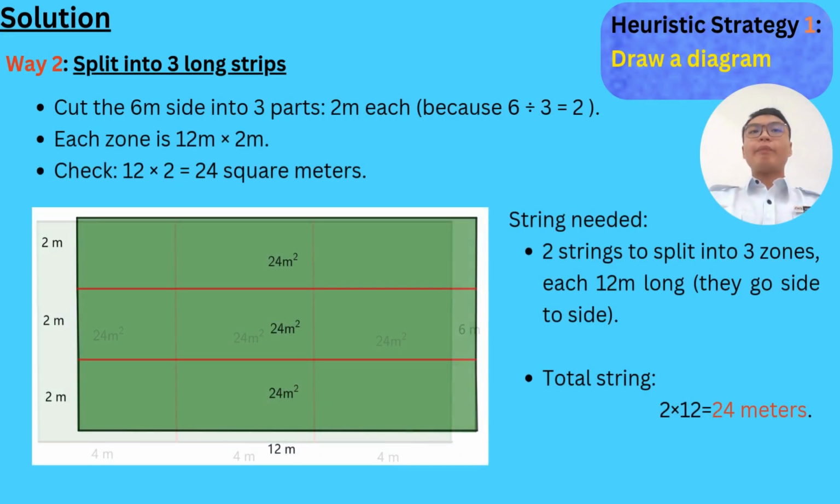For way 2, we split into 3 long strips. We cut the 6 meter side into 3 parts, 2 meters each, because 6 divided by 3 equals 2, and each zone is 12 meters times 2 meters. 12 times 2 equals 24, so it's right. And the string needed is 2 strings to split into 3 zones, each 12 meters long. They go side to side. Total string 2 times 12 equals 24 meters.